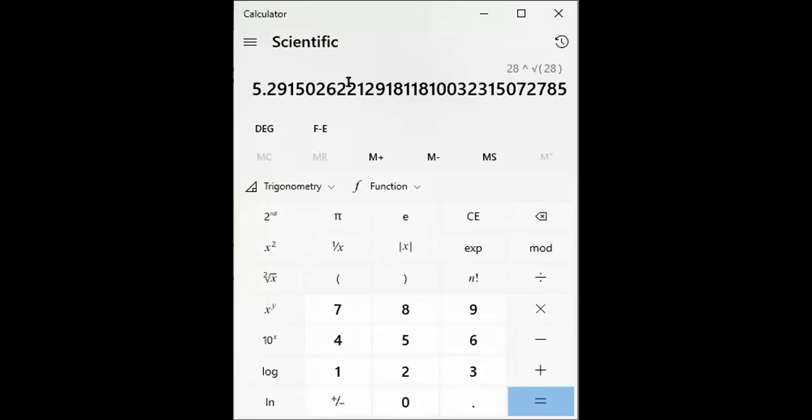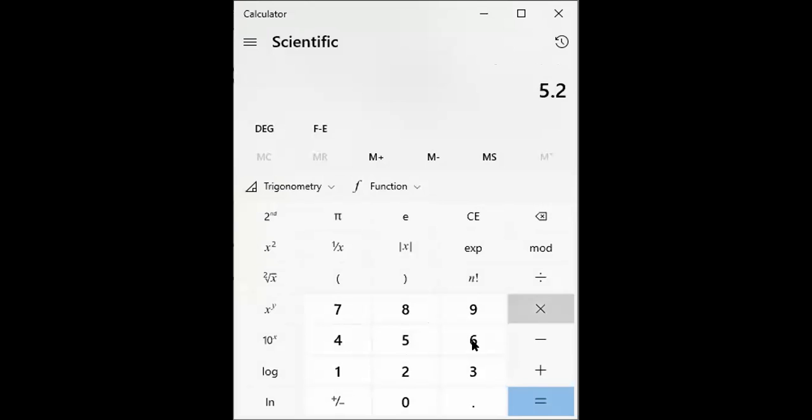I guess it is 5.29150. Now you get a whole bunch of numbers here. The definition of a square number is two numbers that multiply to get the number you're looking for. So in this case, we're trying to get 28. If I were to go with 5.2 times 5.2, I get a number below 28. Okay, what if I add more numbers? 5.29 times 5.29, I get 27.9, which is even closer to 28. But we're not quite there.